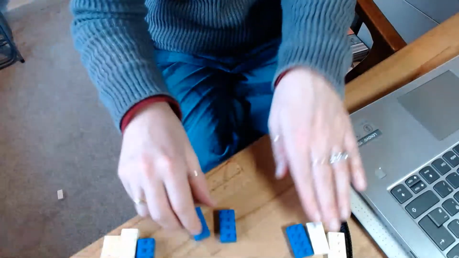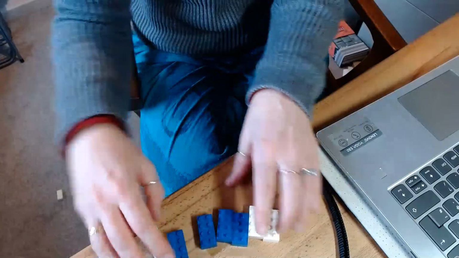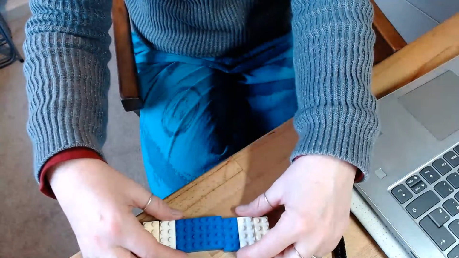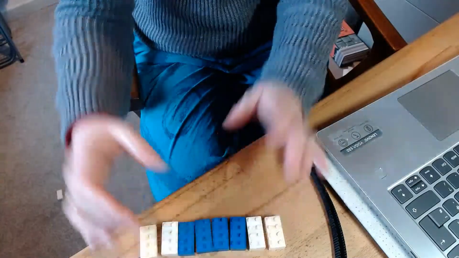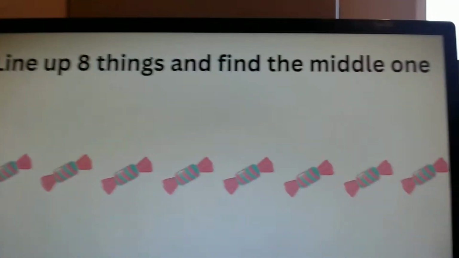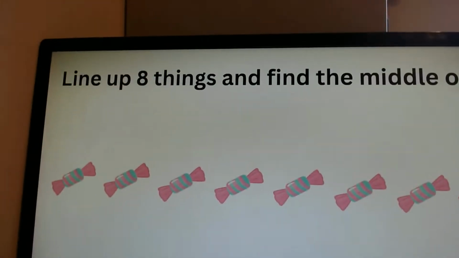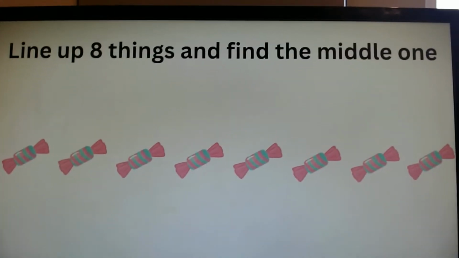I'm going to introduce another one now. So have 8 objects lined up like this, and find the middle one. I've got this in a PowerPoint too. Let me just turn you around so you can have a look. So I've got 8 sweets. Which is the middle one now? Now there's 8 of them.